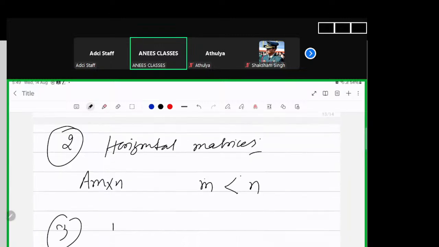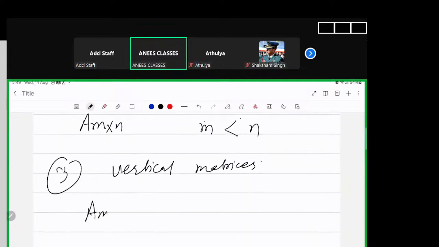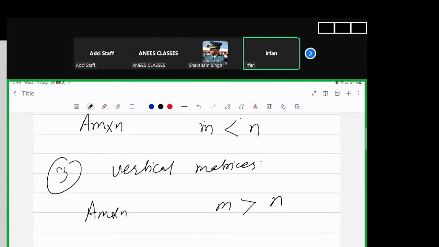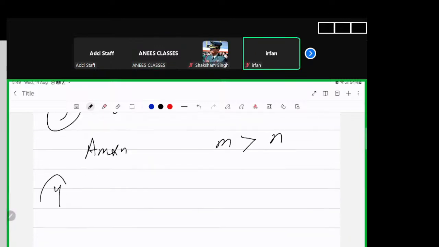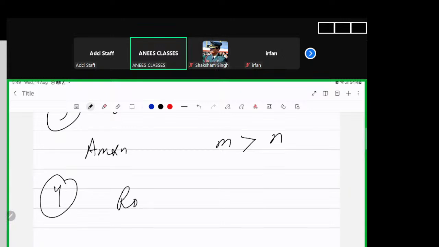Third, vertical matrices. I have a matrix m cross n. Here the number of rows is more than the number of columns. Okay. Understood? Yes, sir. Understood.